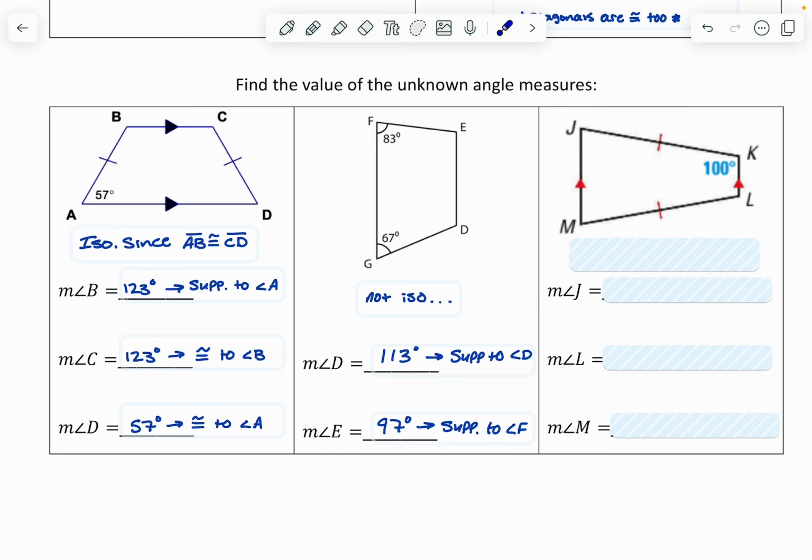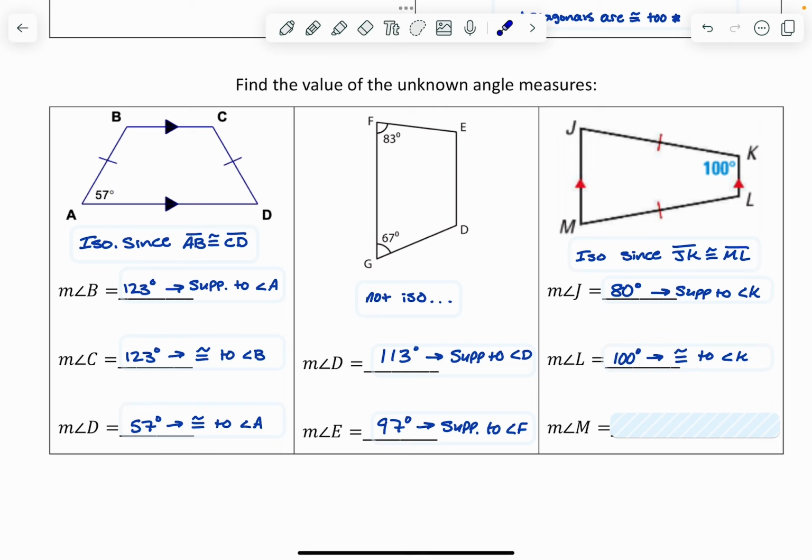So, all right, next example. We know that that is an isosceles trapezoid because the non-parallel sides, JK and ML, are congruent. Measure of angle J, that's going to be supplementary to angle K, 80 degrees. Measure of angle L is going to be congruent to the measure of angle K, and the measure of angle M is going to be congruent to the measure of angle J.